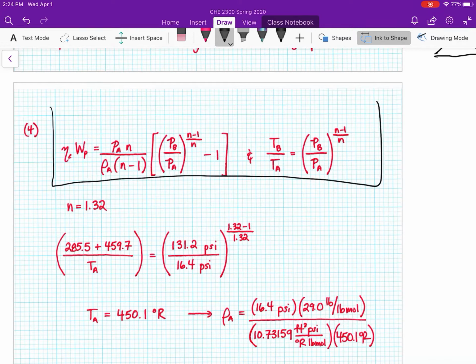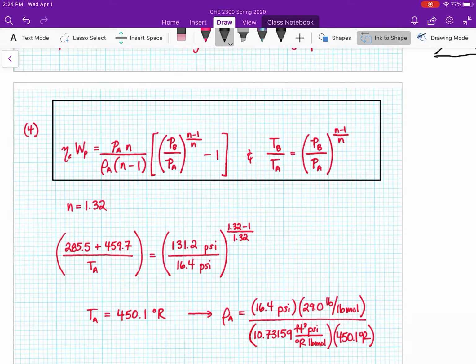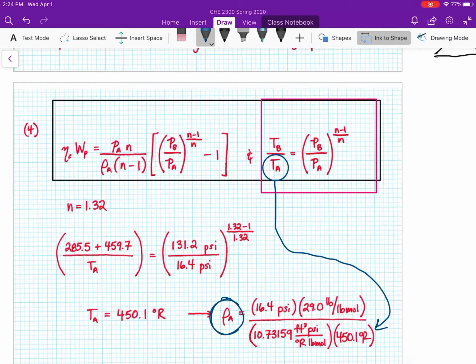So the two equations that I needed to solve this problem are shown above. I need this equation because that equation allows me to solve for T_A, which I can then use to solve for the density of the fluid entering the compressor. I can then take that density, feed it back into my polytropic compression equation, and solve for the efficiency of the compressor.